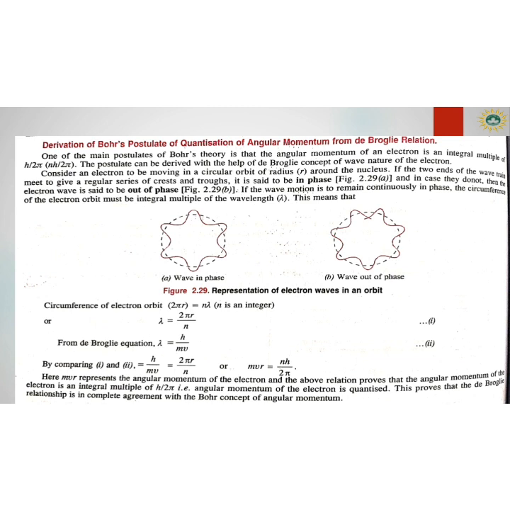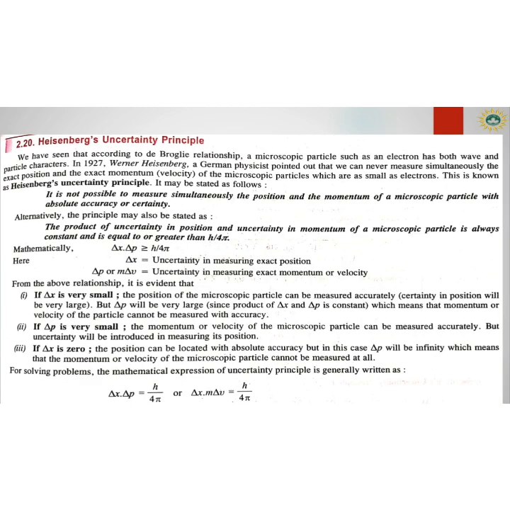Now from de Broglie's equation we get that lambda is equal to h by mv. If I compare the two equations, then h by mv is equal to 2 pi r by n. If you solve it, you get mvr is equal to nh by 2 pi. So we are actually getting Bohr's postulate, Bohr's equation, from de Broglie's relationship. So Bohr's quantization is actually the correct explanation. Clear?